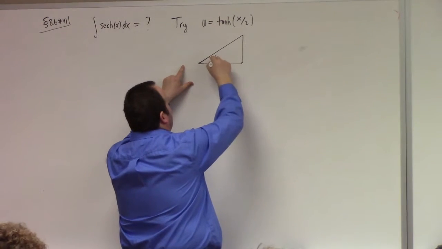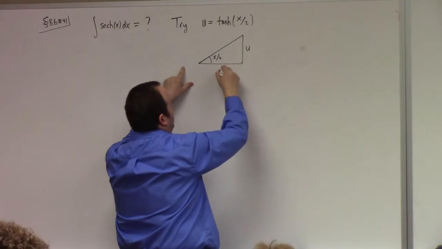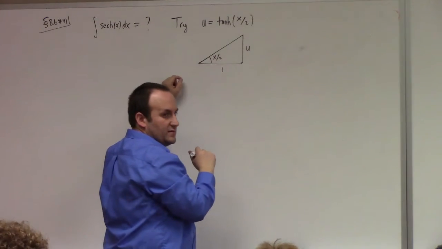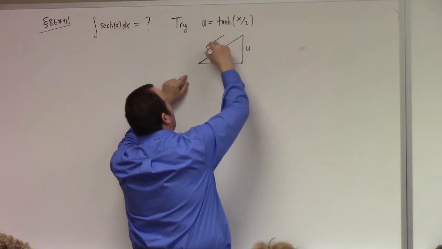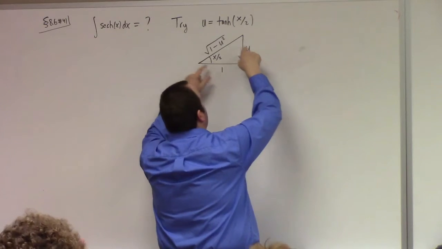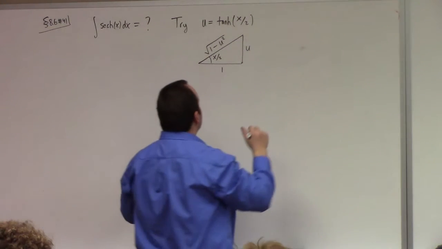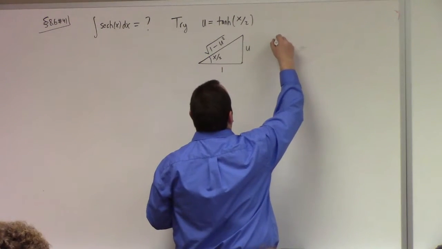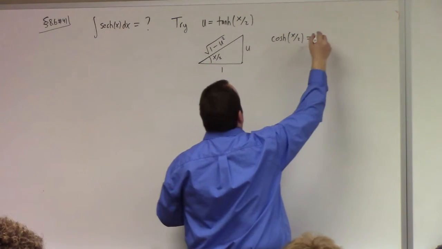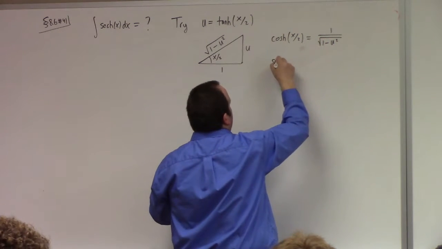If I put x over 2 here, then I put u here and 1 here. What is this? Remember the relation in the hyperbolic triangle is different. Square root of 1 minus u squared. Let me check that. Cosh squared minus sinh squared is 1, so that's the square root. Okay, yeah, I agree. Good. Now, cosh of x over 2 is what? And sinh of x over 2 is what?